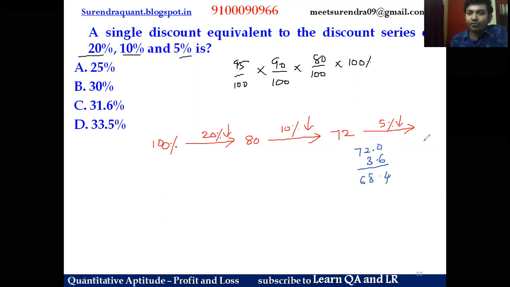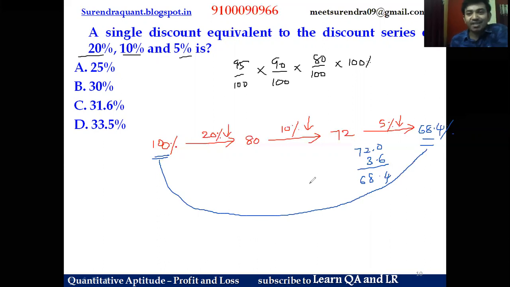This is 68.4, right? After giving the discount, 72 minus 3.6 is 68.4. Now initially the display is 100. Finally the selling price is 68.4. What is the net discount, that is the question. So 100 minus 68.4, that is 31.6%. Because the unit digit difference is 6 only. Unit digit is 6, so only option C makes sense.